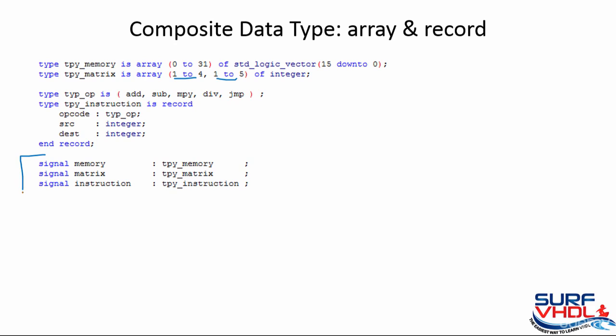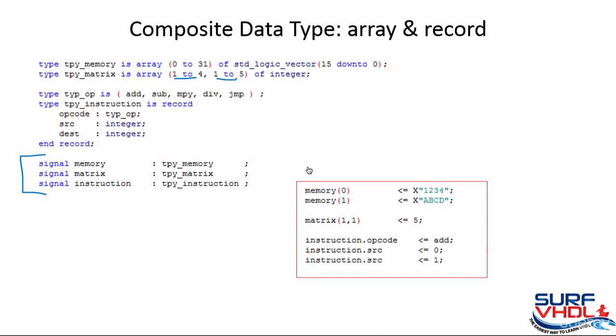Here there is the signal declaration: memory, matrix and instruction of tpy memory, tpy matrix, tpy instruction. And here we can see the signal assignment. Assignment to locations 0 and 1 of memory. This is the syntax for assignment of a hexadecimal value with X and double quote.